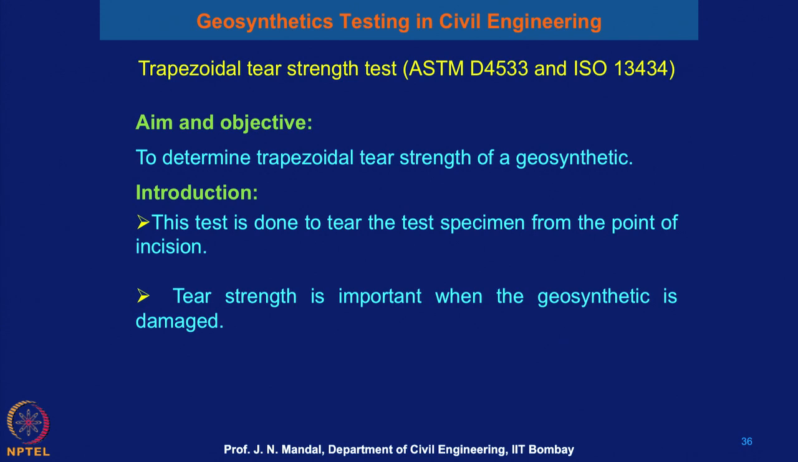Next, geosynthetic material may tear. So, you have to perform some kind of test, which is called the trapezoidal tear strength test. When you dump any kind of material or gravel onto the top of the geosynthetic material, it may be damaged or it may tear. So, it is necessary to know what the trapezoidal tear strength of the geosynthetic material is, and these tests are performed as per ASTM D4533 and ISO 13434.